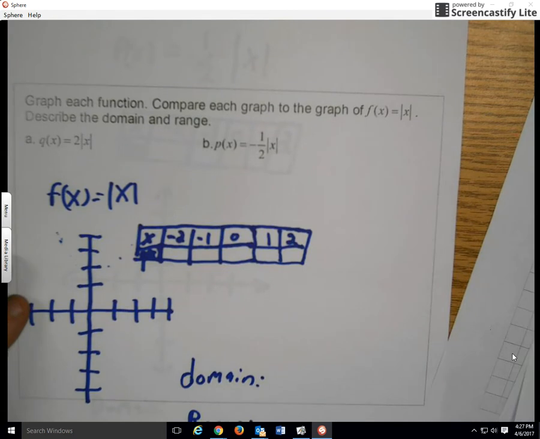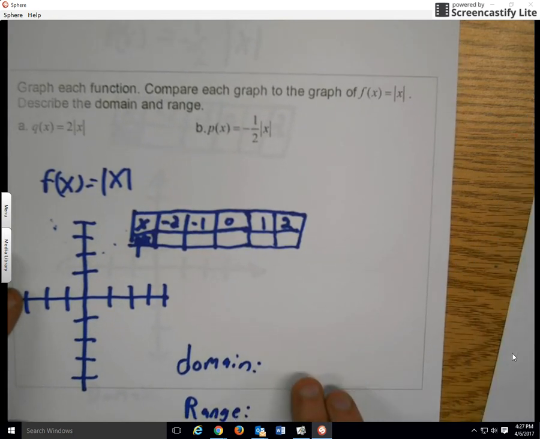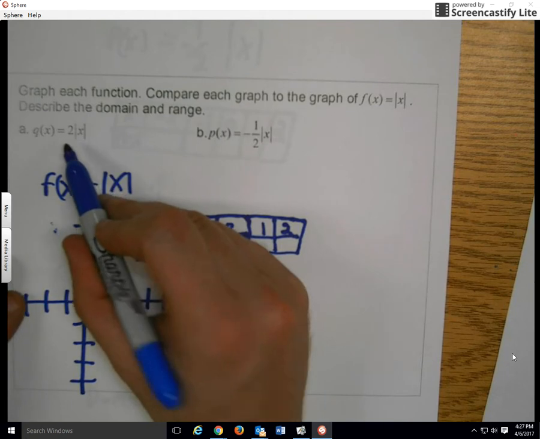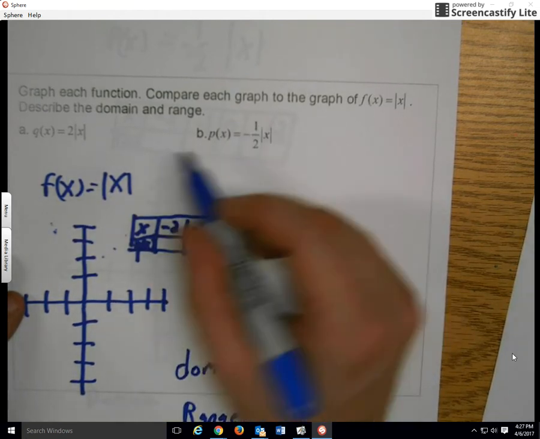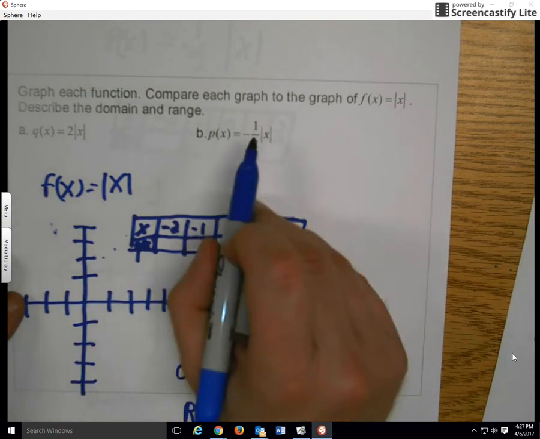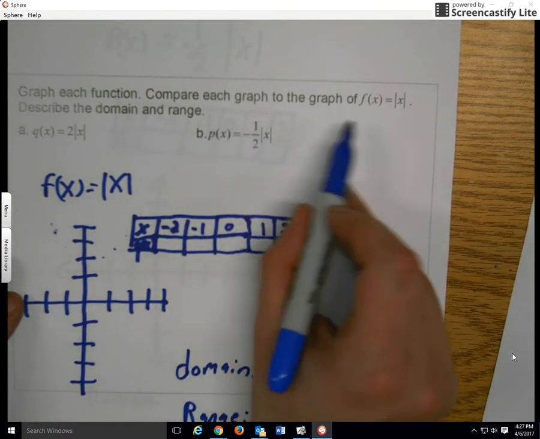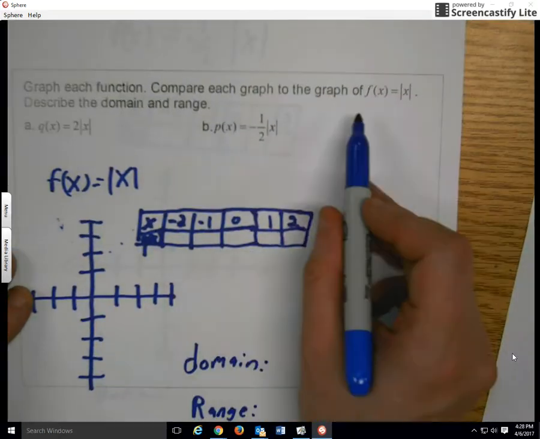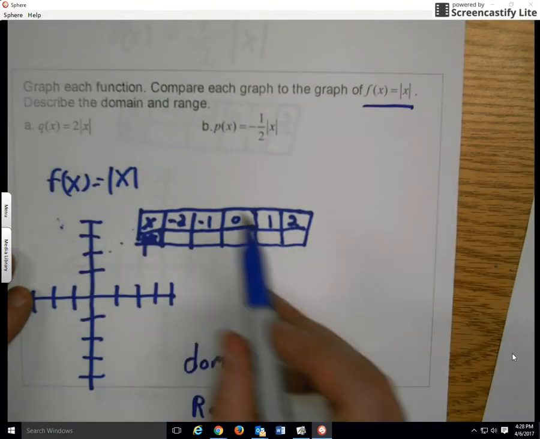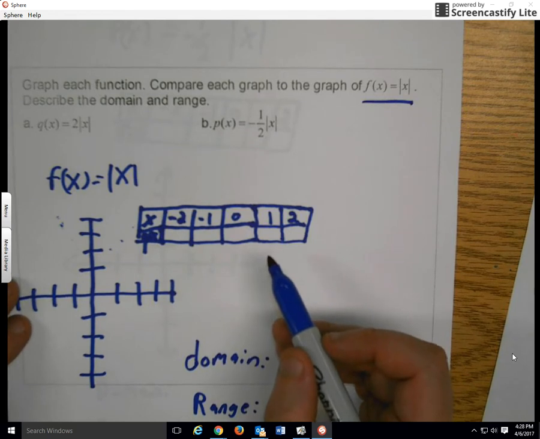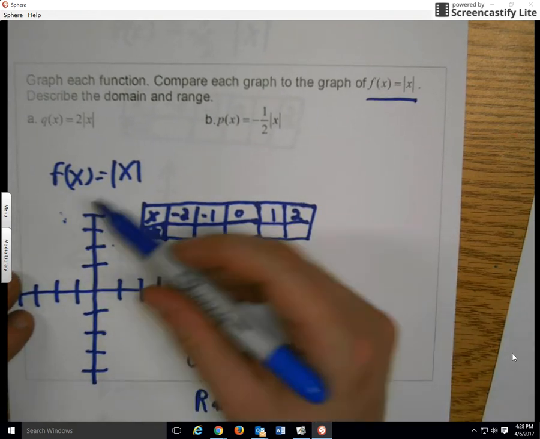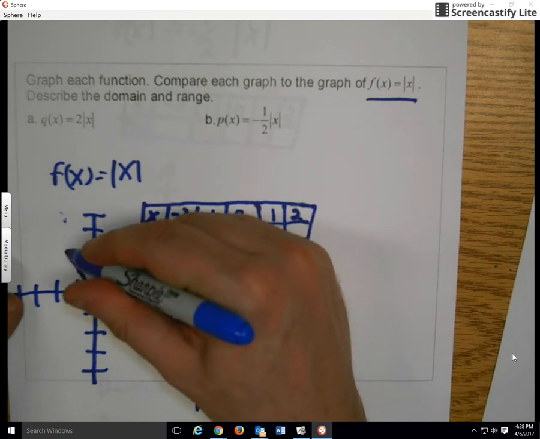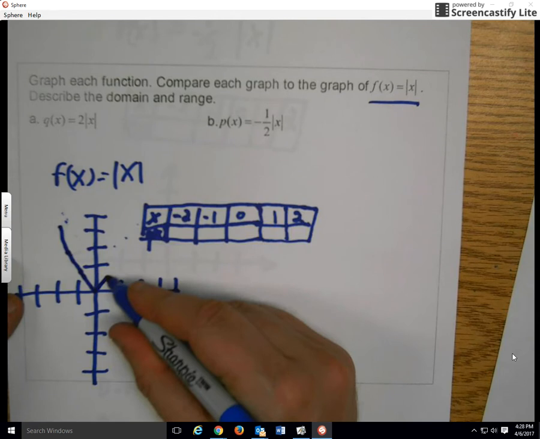All right, so the other thing we need to learn is how to graph each function when there's a number in front, whether it be a fraction or a whole number. So graph each function, compare the graph of the function to that parent function of f of x equals the absolute value of x. This is going to keep showing up, right? Describe the domain and the range. Well, f of x equals the absolute value of x, we already know, is you go up 1 over 1, up 1 over 1, up 1 over 1 on both sides.